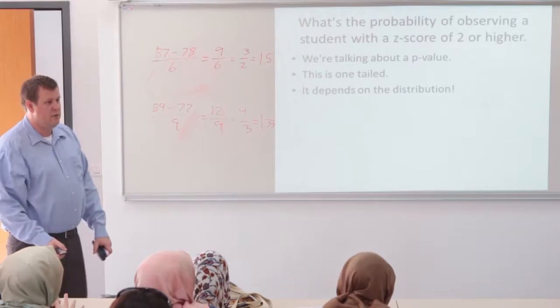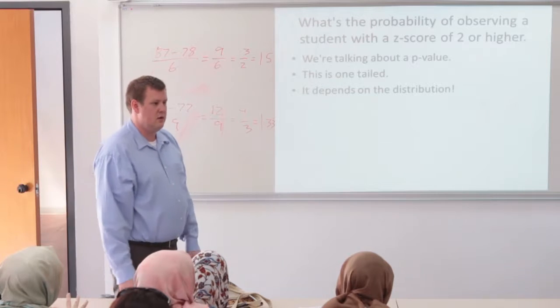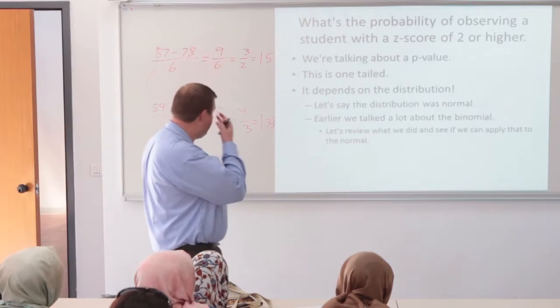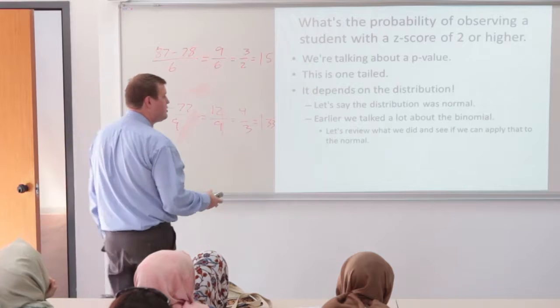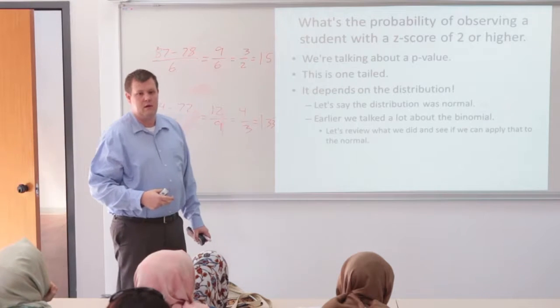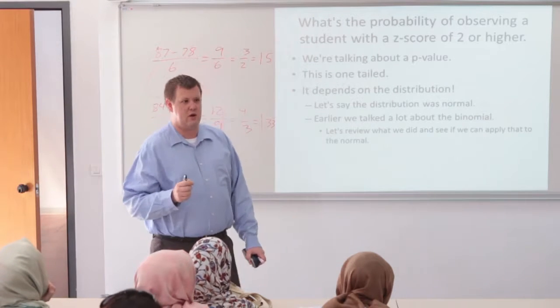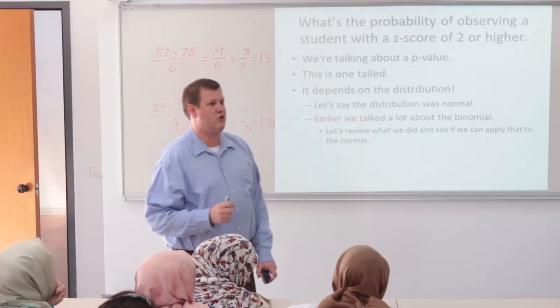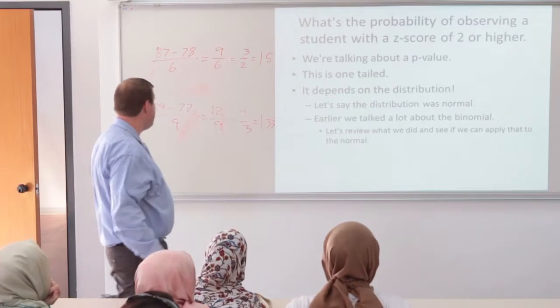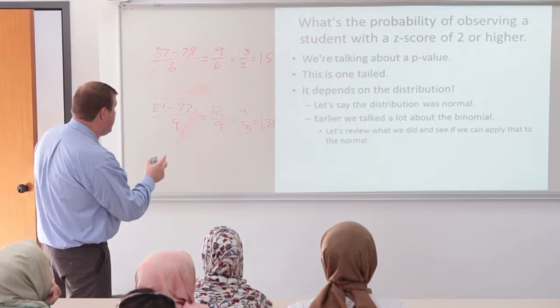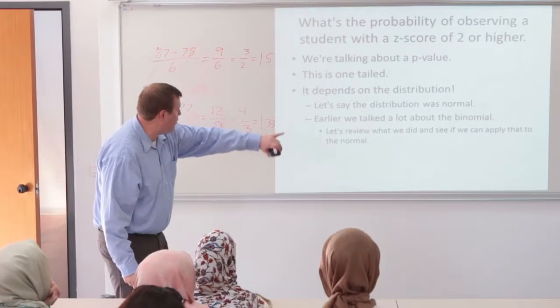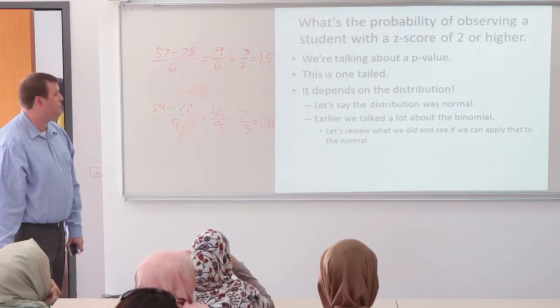When we were doing the binomial, we talked about a binomial distribution. Now we're going to talk about a different type of distribution. Let's say that the distribution was normal. On Monday, we are going to talk a lot about normal distributions. All right, so earlier we talked about the binomial, so let's review what we did for the binomial and see if we can apply that to the normal.